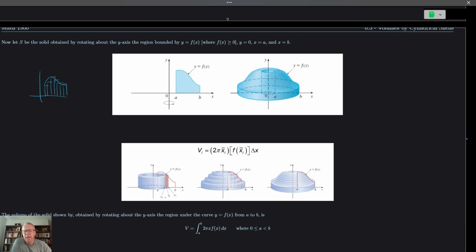And then however many you end up with, that will give you a certain number of cylinders. You can find the volume of each of these cylinders, and that will give you an approximation for the volume of this solid. And then once you take that limit to infinity, of course, that gives you the exact volume. And so that's what we're doing. And so we end up with this integral from a to b. We have 2 pi x, representing the radius, and then f of x dx.